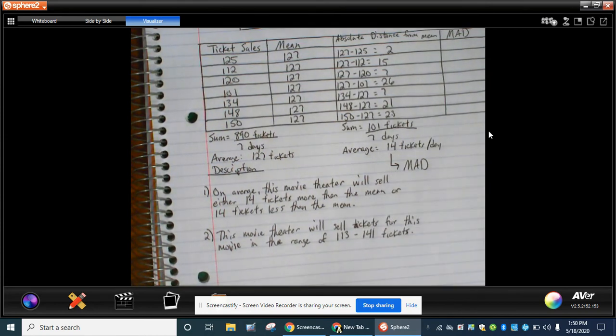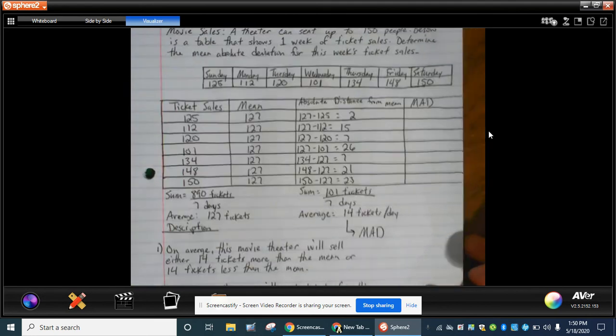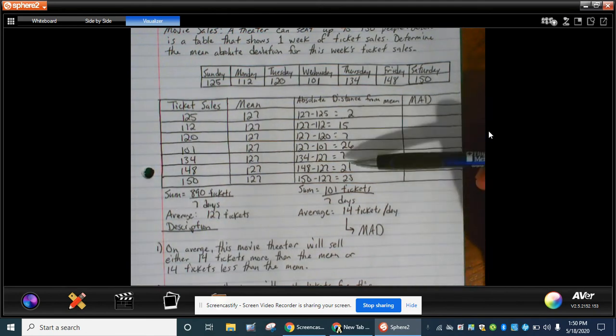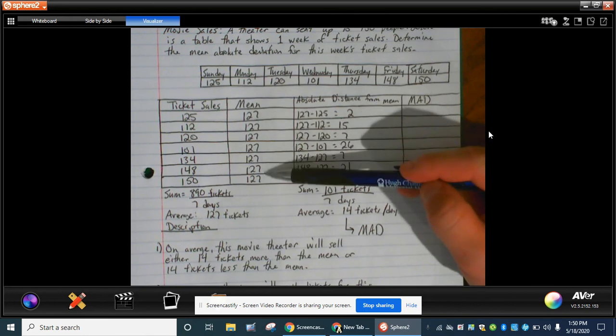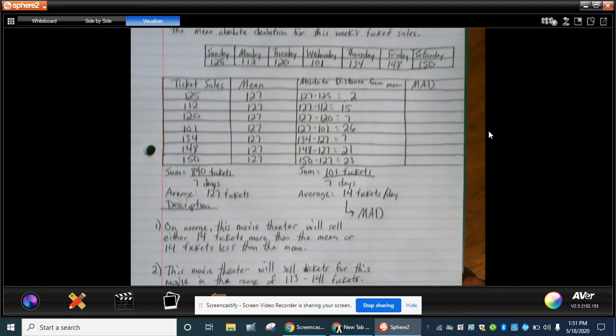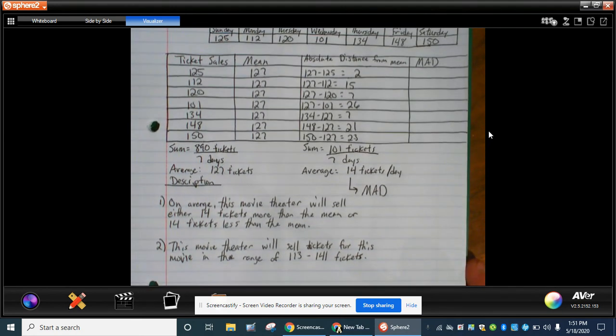So they may sell between 113 and 141 tickets based on the information that we have collected for this movie. They have sold this much these days, but this determines the average distance from the amount that they will sell on average, based on this data here. So what the movie theater could do is determine if they want to keep this movie for another week, or get rid of this movie and find another hot movie that came out and see if they can make more money that way. That's how they can use this information here.